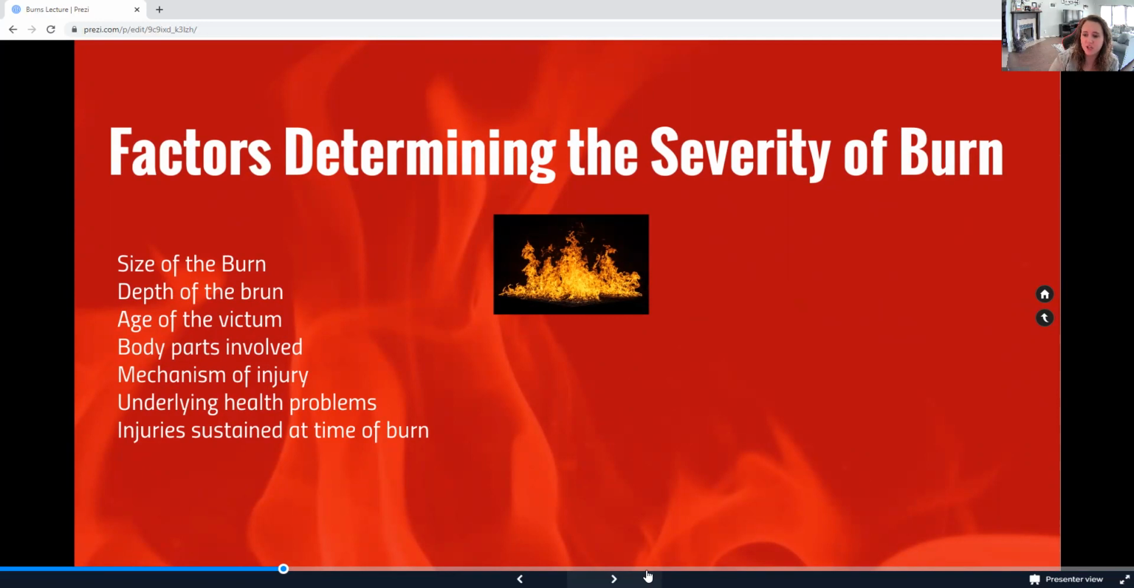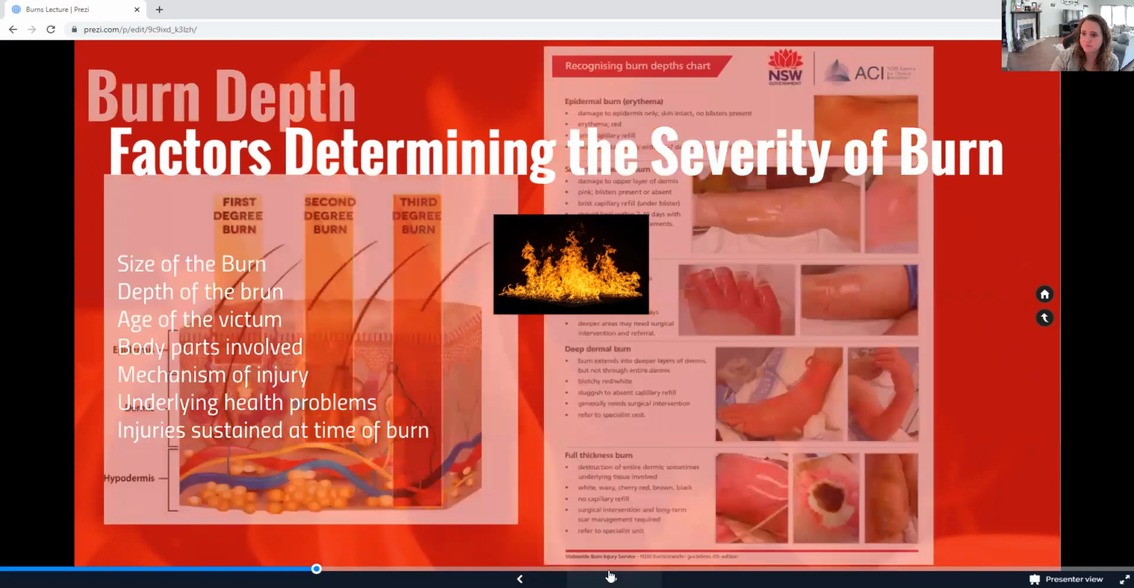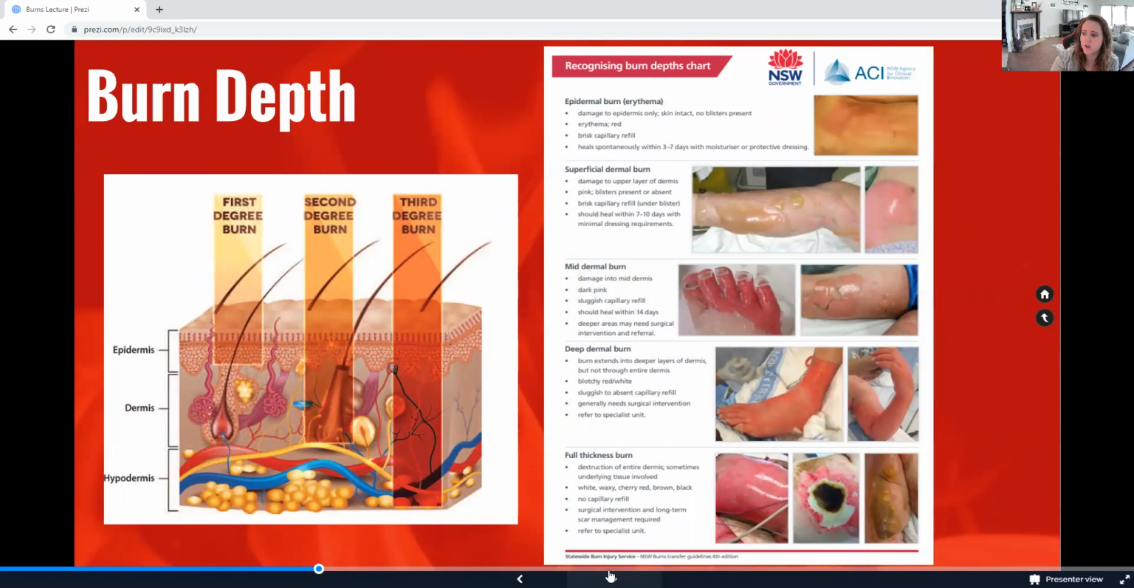The mechanism of injury: again, with an electrical burn, where did that electrical current travel? That can determine the severity. Does the patient have underlying health problems? Most likely our elderly people are going to have those. So again, the age, and then other injuries sustained at the time of the burn. Did they have a crush injury or blunt force trauma to the chest? Different things like that can obviously determine the severity of the patient's condition. So let's talk a little bit about our burn depth here.